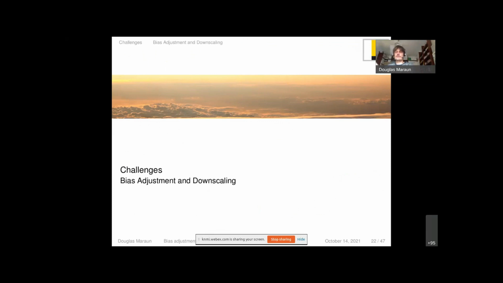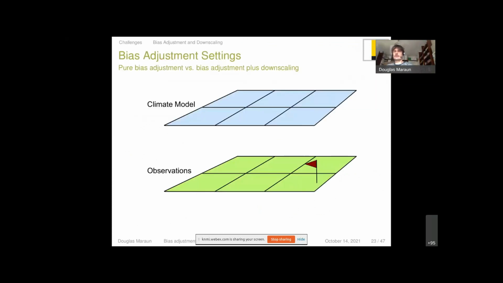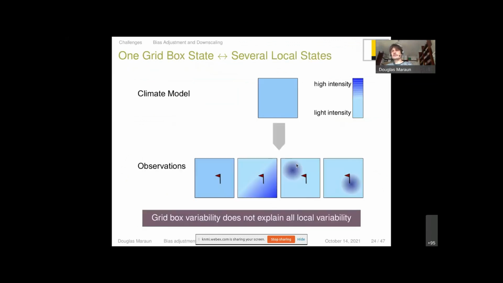Okay, and now let's get to the challenges. And one thing I would like to discuss a bit is this bias adjustment and downscaling. So if you really use it for the downscaling purpose, so we are here on the right-hand side. Yeah. And the issue, so that's just conceptually about it. When your climate model simulates a certain value, it simulates an area average, let's say 25 by 25 kilometers. Or if you have a GCM, yeah, you may have 100 by 100 kilometers even.